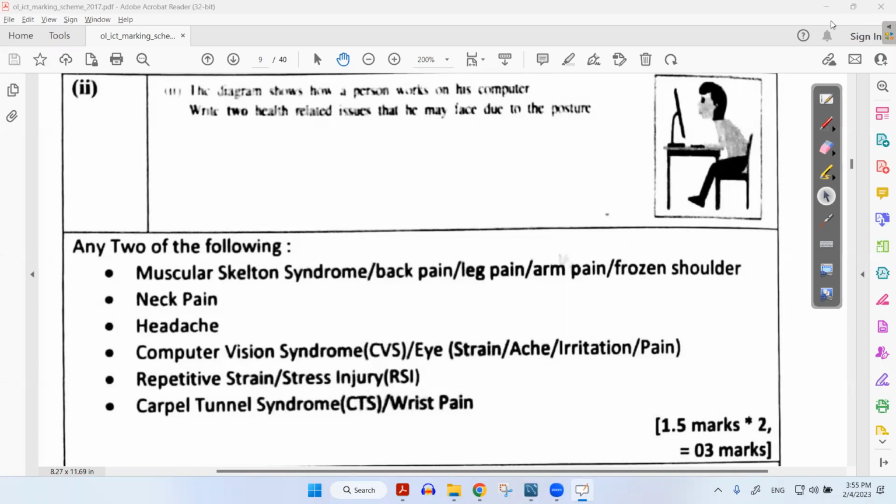And again, in the marking scheme, since we are talking about CTS, the carpal tunnel syndrome, if you wrote it, you can take the marks. So 1.5 for each and every reason, so 3 marks altogether.